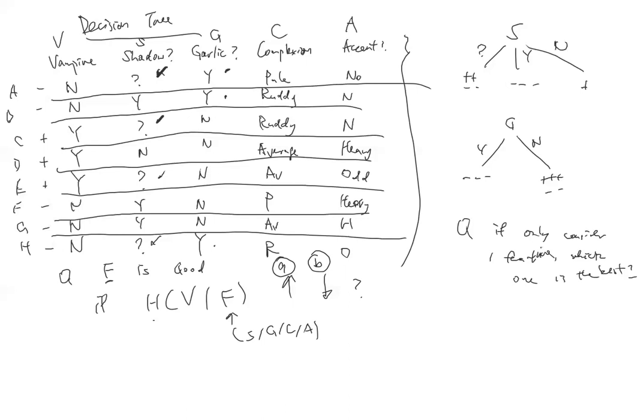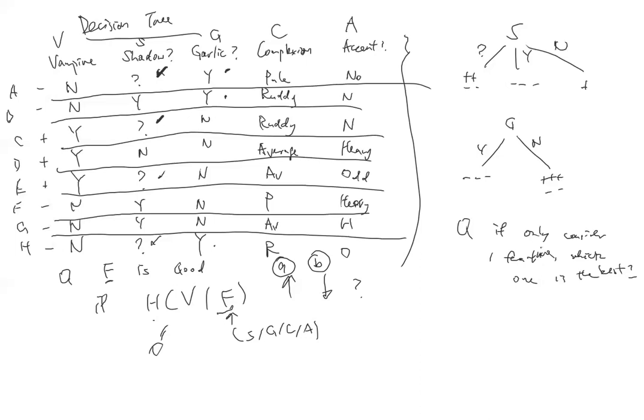Okay, I hope it's clear. Yes, it should be small. In the extreme case, if this is equal to 0, then you are done, because V will be deterministic. Then you can perfectly classify whether someone is a vampire or not, given that feature.